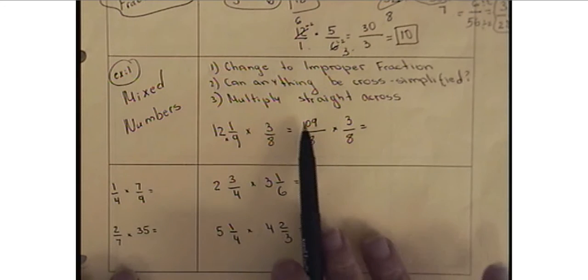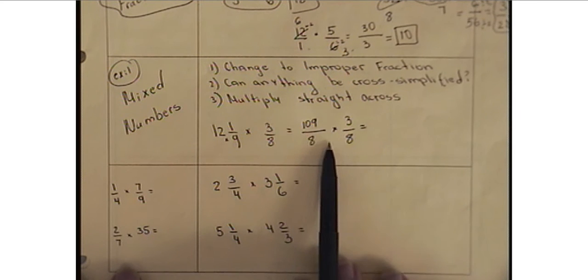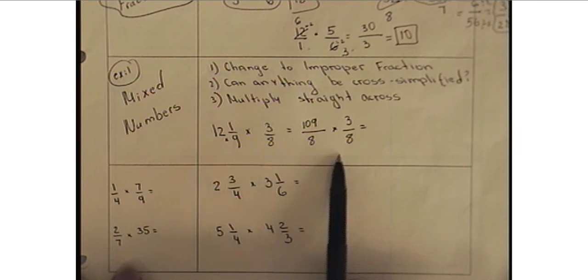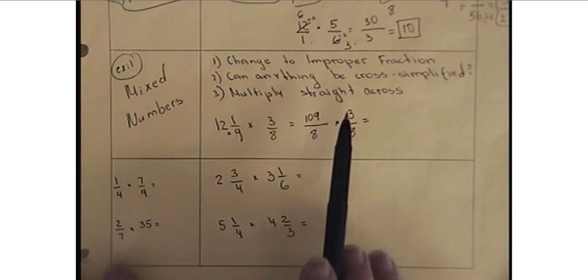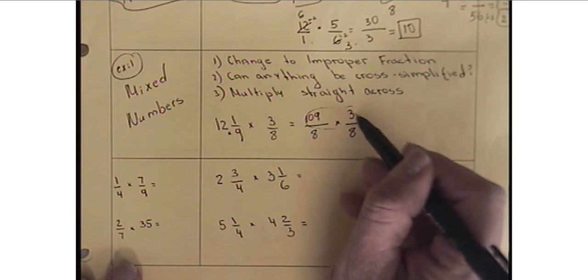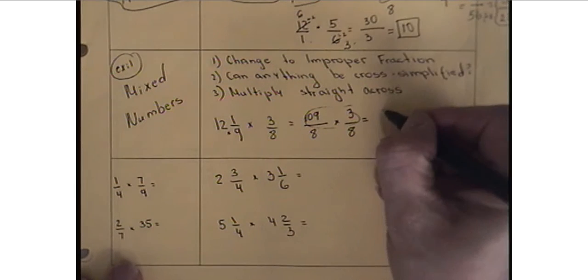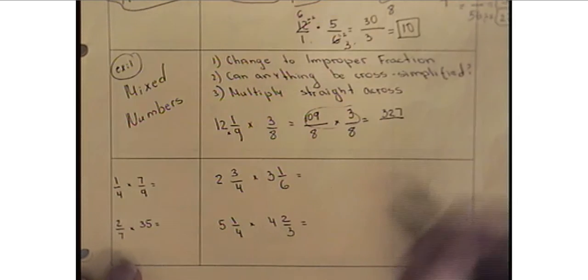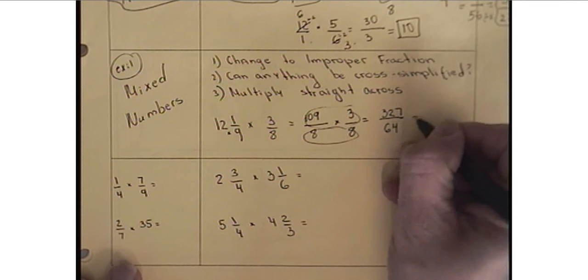Let's say we're not sure how to simplify that, or maybe it's not possible. Sometimes we can't simplify because none of those numbers is divisible by 2 or by 3 or by 5. So what we're going to do, we will just multiply those two, 109 times 3, and this will give us 327 divided by, and then we multiply those two. 8 times 8 is 64.